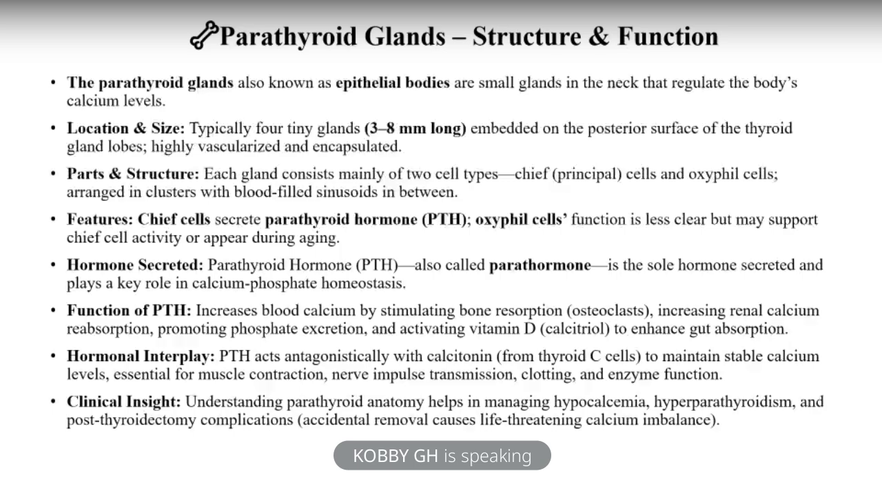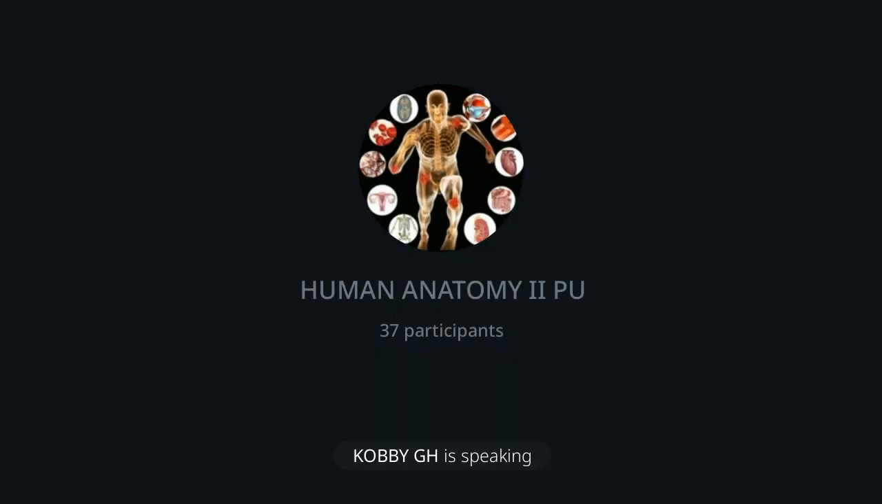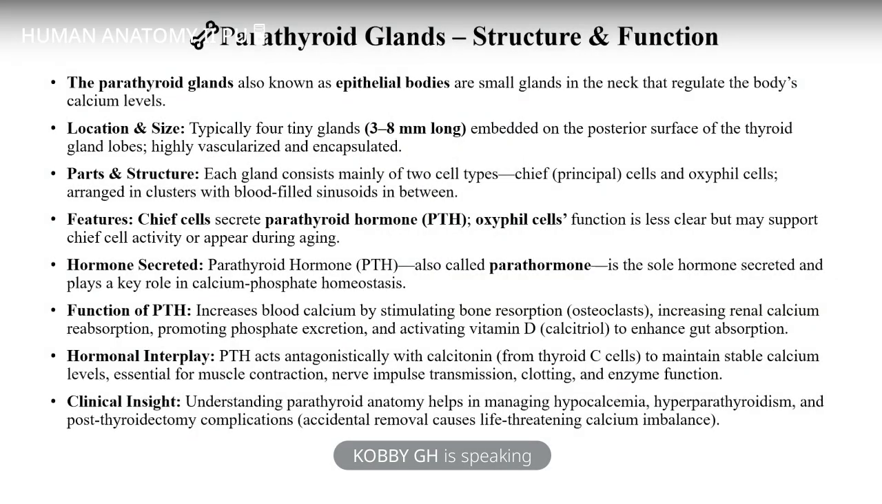Have you gotten it? Good, excellent. So the parathyroid gland anatomy is very simple. This gland is also called the epithelial bodies. It is about 3 to 8 millimeters long. It is located behind the thyroid gland. They are 4 in number, but within each of them we have 2 cells: the chief cells and the oxyphil cells.